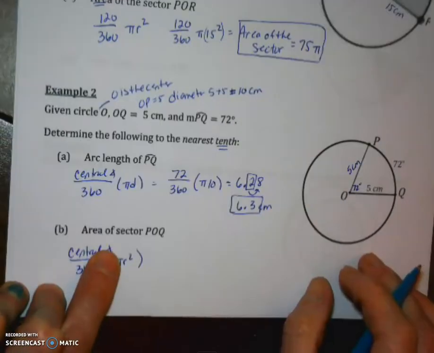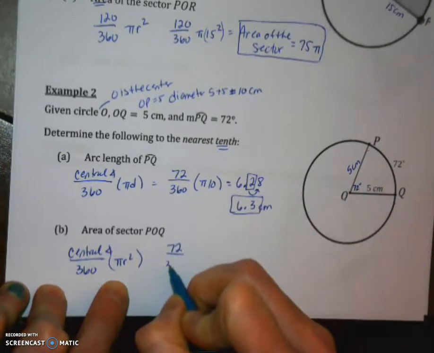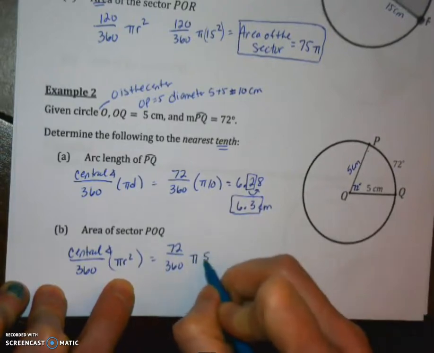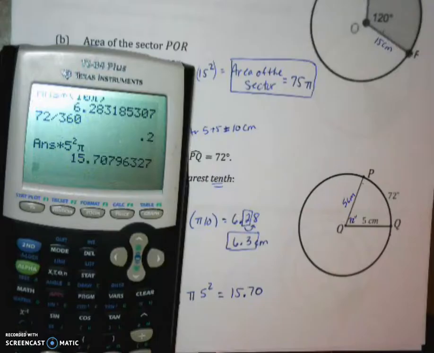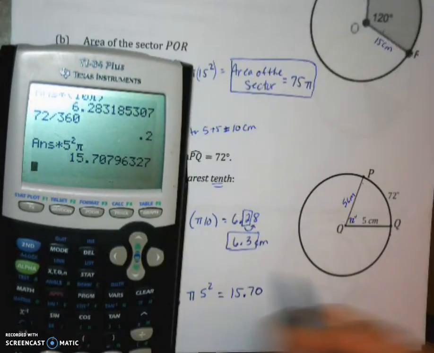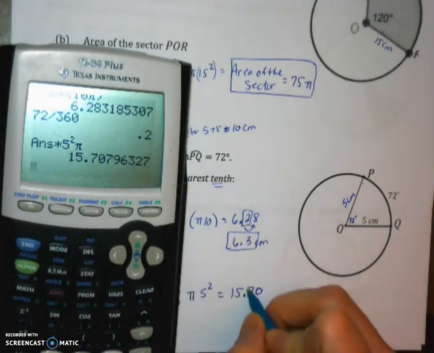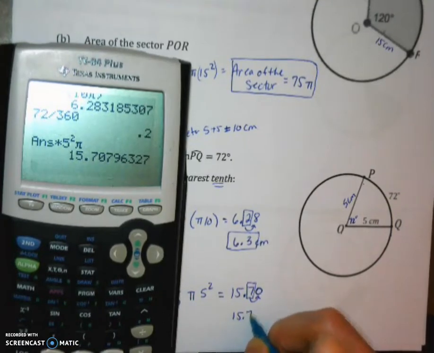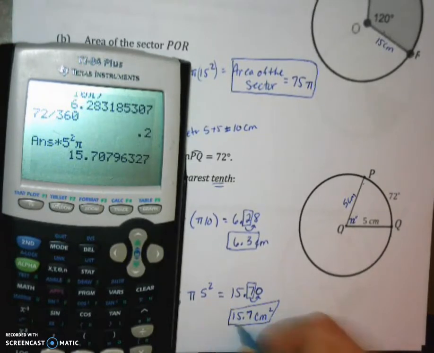Now we're looking for the area of the sector POQ. So it's the central angle, 72 degrees, divided by 360, that's the fractional part, times the area, pi times 5 squared. And once again, we're rounding to the nearest tenth, so put pi in the calculator. And once again, here's the math. 72 divided by 360 times the area. 5 squared times pi comes out to be 15.70. We're rounding to the tenth place. And since the number after 7 is less than 5, our final answer is 15.7 centimeters squared.